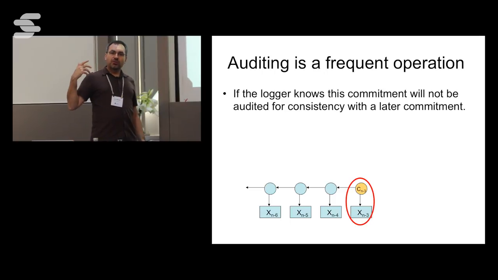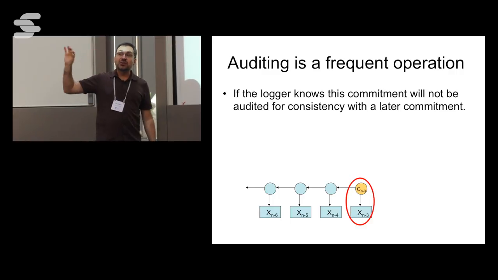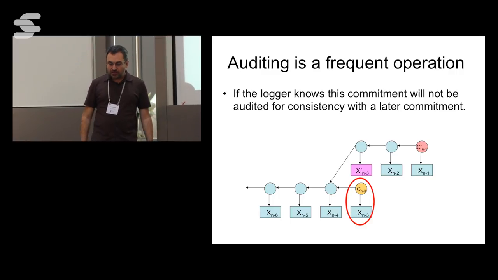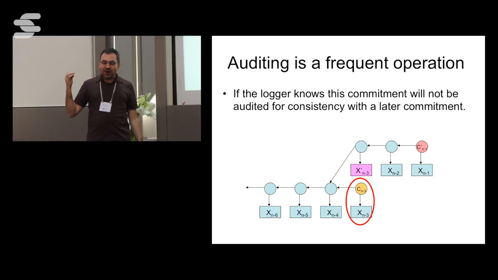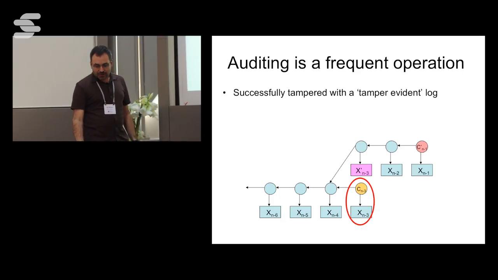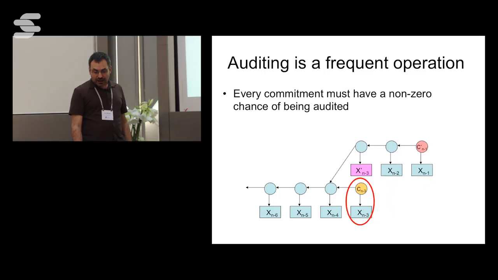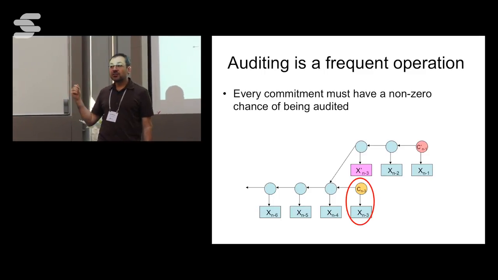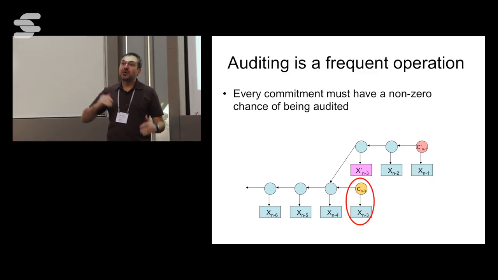So if it's a frequent operation, and I've got some commitment that commits to some history, then if the logger knew that that commitment wouldn't be audited, then the logger could create some other commitment, create a fork. And if auditing weren't frequent, then you'd be able to get away with it. So that would be successful tampering. That's exactly the thing that Bitcoin people are freaked out about. And so therefore, it must be the case that every commitment has a non-zero probability of being audited. So auditing is necessary, and it must be efficient.